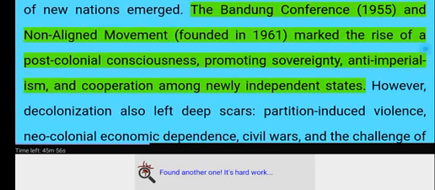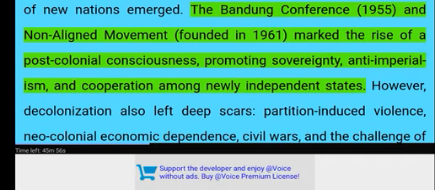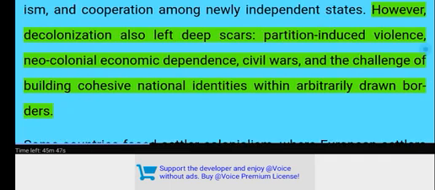The Bandung Conference 1955 and Non-Aligned Movement founded in 1961 marked the rise of a post-colonial consciousness, promoting sovereignty, anti-imperialism, and cooperation among newly independent states. However, decolonization also left deep scars: partition-induced violence, neo-colonial economic dependence, civil wars, and the challenge of building cohesive national identities within arbitrarily drawn borders.